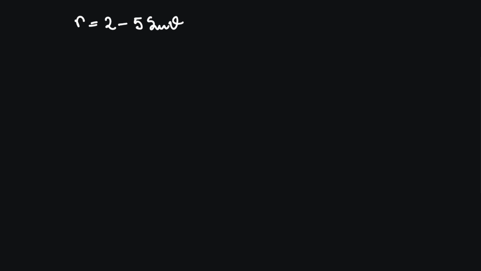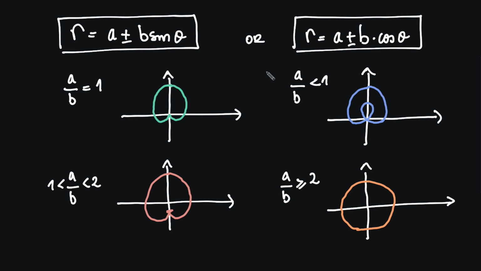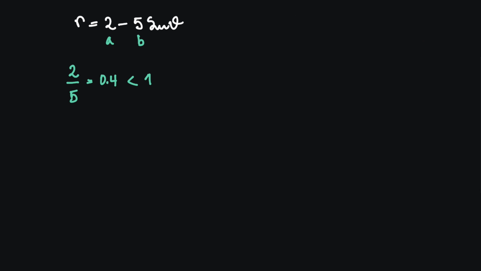Okay, so the first thing that we do is we do our test. So this is A and this is B, always positive. So 2 divided by 5 is going to be equal to 0.4, and this is a number less than 1. If we go back to our introduction, if it's less than 1, we know that we're getting an inner loop Limacon. Okay, this is the graph that we're going to get. All right, let's go back.